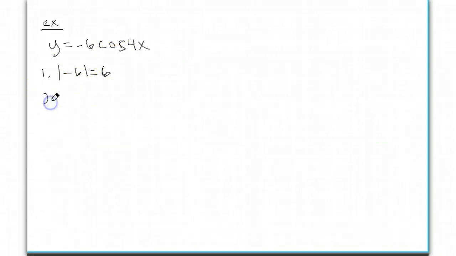Part 2, you need to do your period, which is going to be 360 divided by your b value. In this situation, our b value is 4. So we take 360 and we divide it by 4, and that gives us 90. So that tells us that the graph stops at 90 in this situation.